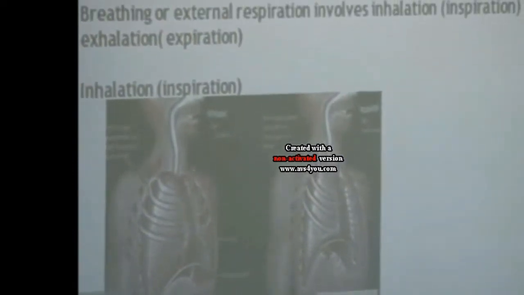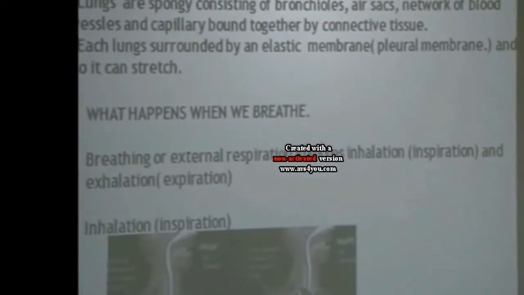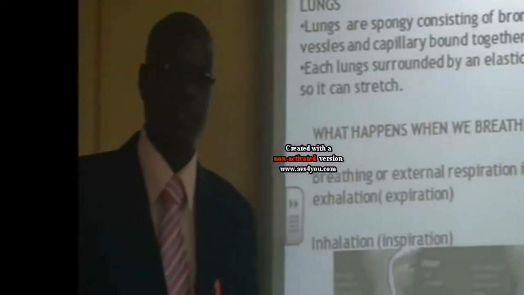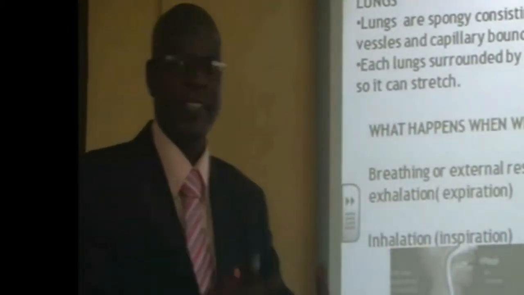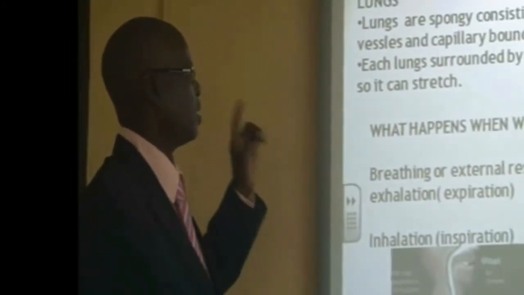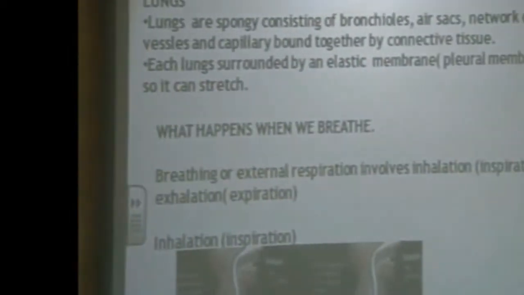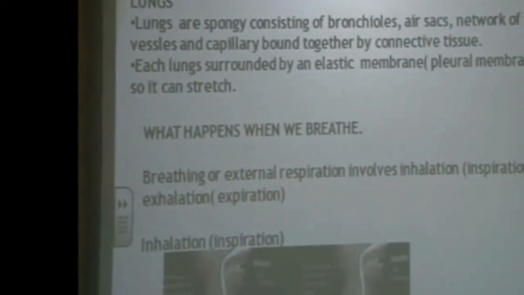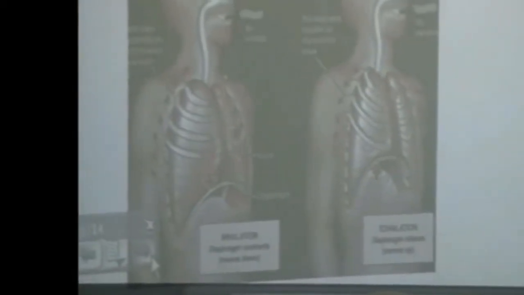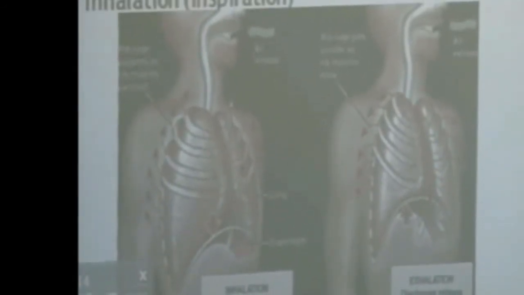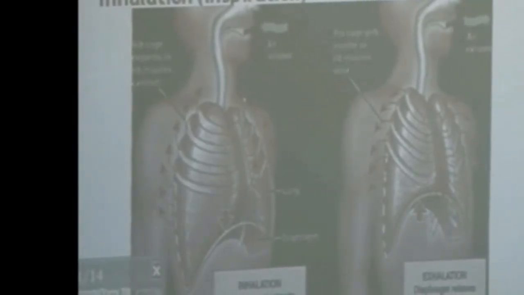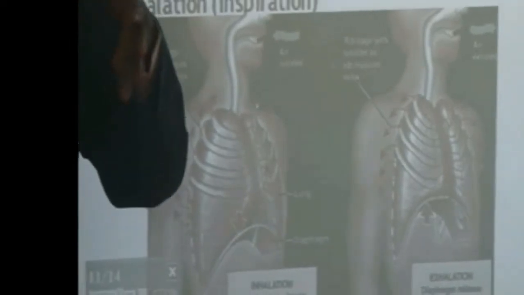You may be wondering what a network of blood vessels will be doing there. Don't forget that the blood vessels carry oxygen from the lungs. When you breathe in oxygen, the blood takes it. Now each lung is surrounded by an elastic membrane, and so it can stretch. When they take in air, they stretch. When they release the air, they can contract. Of course, they can relax, and of course they can contract. Now that is it about the respiratory structures and respiratory organs.